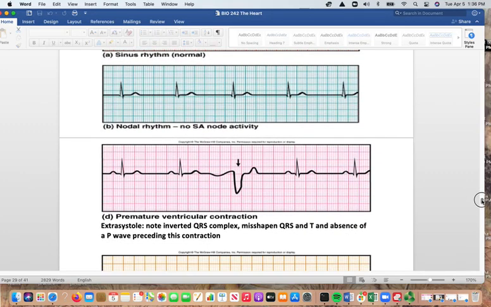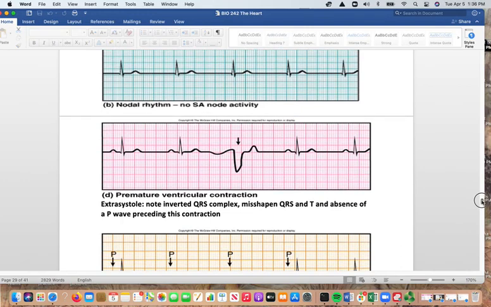And then with premature ventricular contraction, it's basically an extra systole here. You'll notice there's an inverted QRS complex that's misshaped, and the absence of a P wave preceding it. So there was no P wave preceding it here. You go into a T wave.